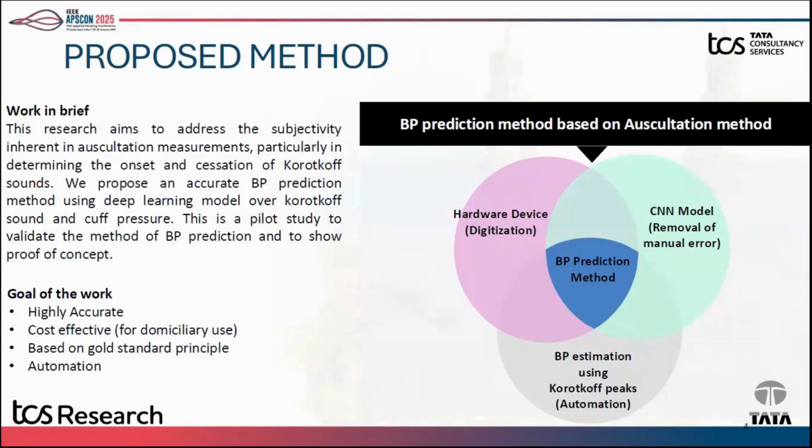So the start and stop points are determined by the CNN model, and this BP estimation will basically tell you the systolic and diastolic blood pressure. So this is the whole BP prediction method.